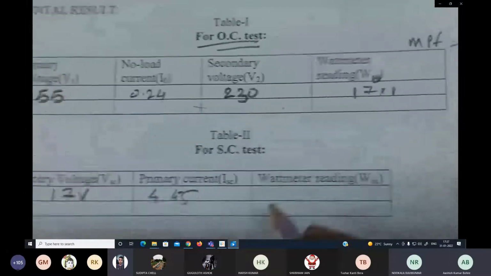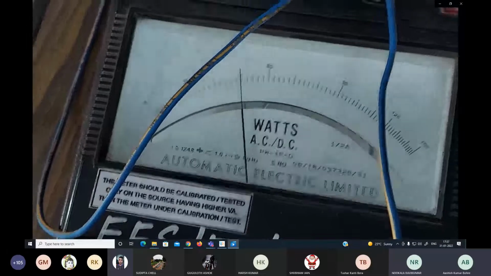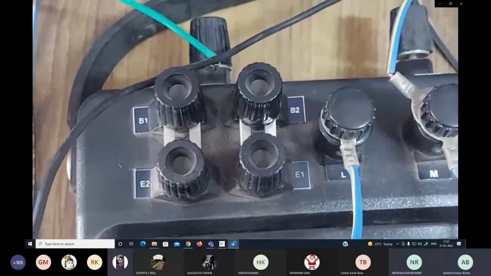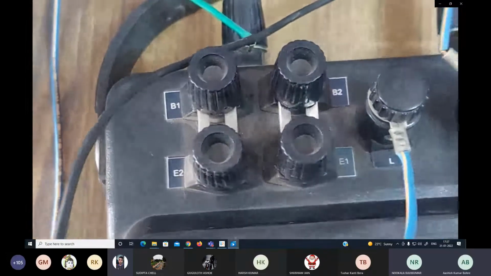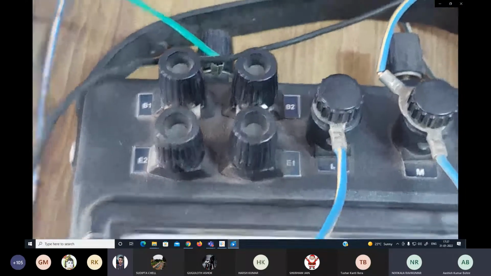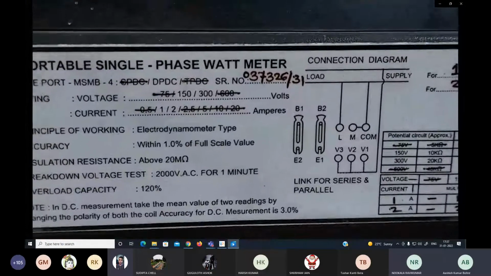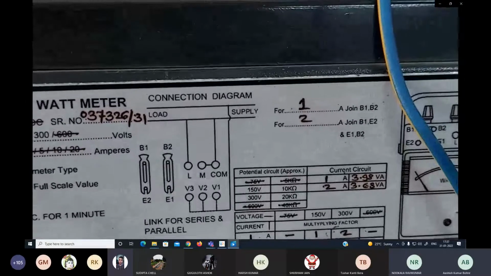Okay, and after that, the wattmeter reading. It will be collected from this wattmeter, which is fluctuating a little bit. For the wattmeter reading, we need to check the multiplying factor. For that, we need to know at what ampere range and at what voltage range the wattmeter has been connected. Here you can see that B1, E2 is shorted and B2, E1 are shorted. These knobs control the current capacity of the wattmeter. Depending on the connection mentioned in the nameplate of the wattmeter, when B1, E2 and B2, E1 are shorted, it is for the 2 ampere range.